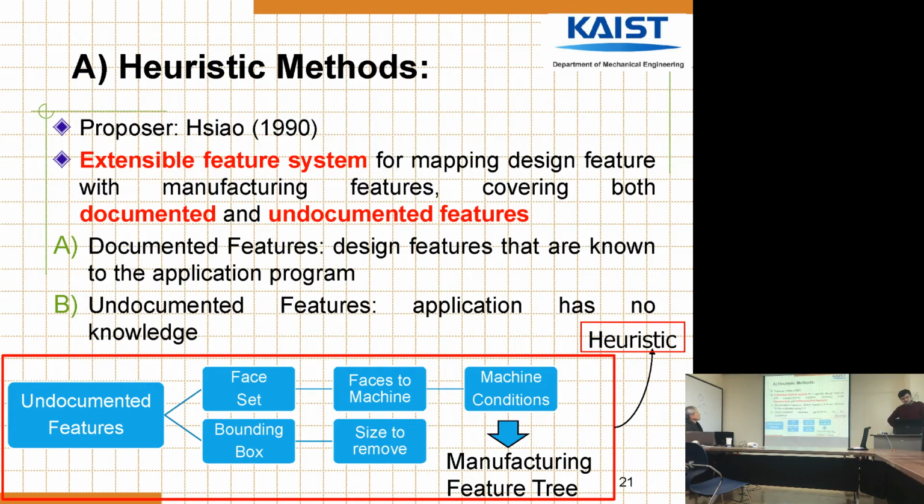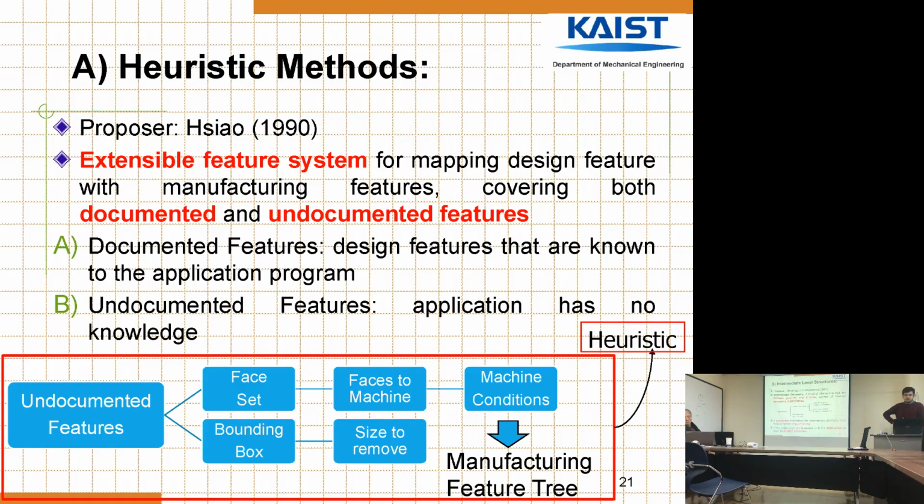Again, similar to the previous method, there is an every feature set and a bounding box. The bounding box is taking the whole part inside, and the feature set is all the faces. So the faces, it means that you have to machine them. So you check their machinability, like, can the tool go there? So some machining conditions you compare with the faces, and then if it's okay, you add that face to a manufacturing tree. So in this way, here the heuristic method is applied.